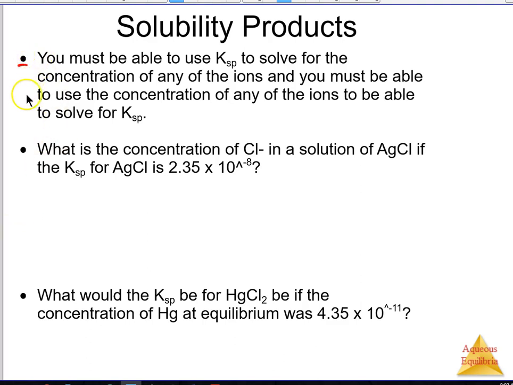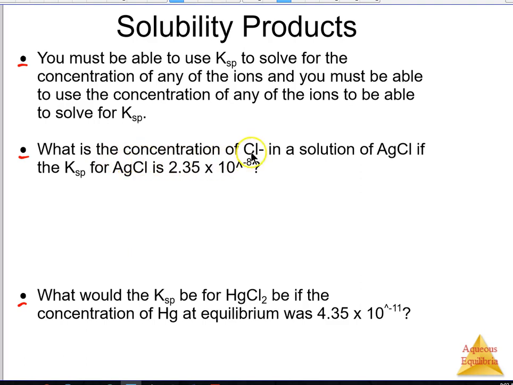So, math. You must be able to use Ksp to solve for the concentration of any of the ions, and you must be able to use the concentration of any of the ions to be able to solve for Ksp. So here's our first 2 problems. All right?